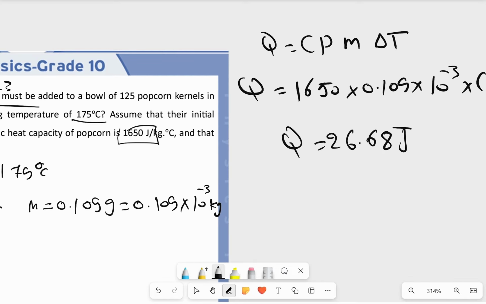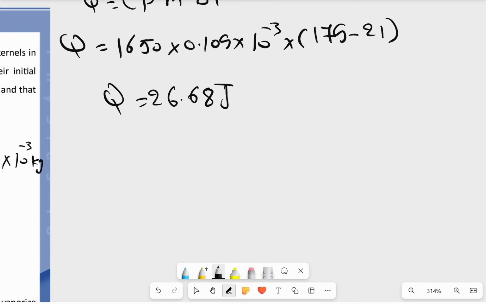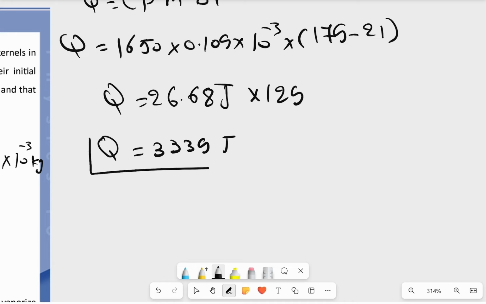Read the question again. It says a bowl of 125 popcorn kernels. So we should multiply this. This is only for one popcorn, so we should multiply this by 125. And Q is going to be 3,335 joules. This is the heat for 125 popcorn kernels.